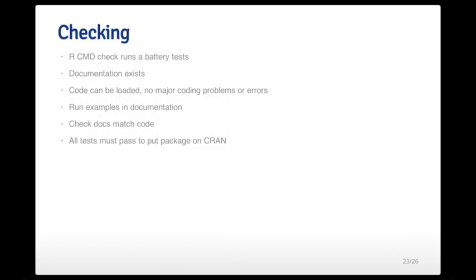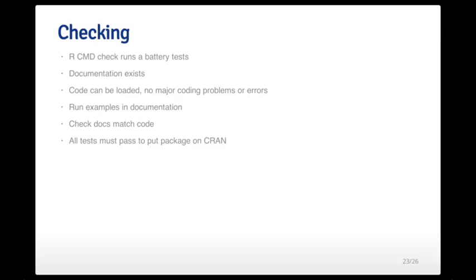R CMD check, as I mentioned already, runs a battery of tests. Basically, it checks, for example, if the documentation exists, if every exported function has documentation. It checks to see whether your code can be loaded. It checks the coding style, so that there's no basic problems. There's actually a code checker in one of the tests. It checks for any errors or common coding problems that may occur.